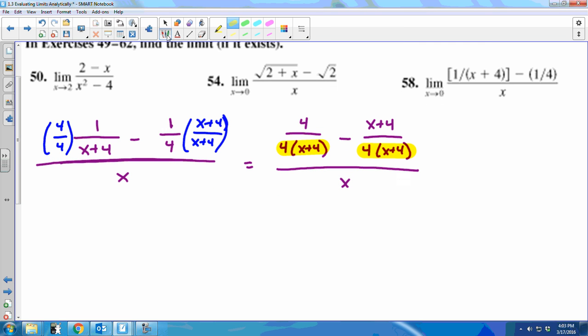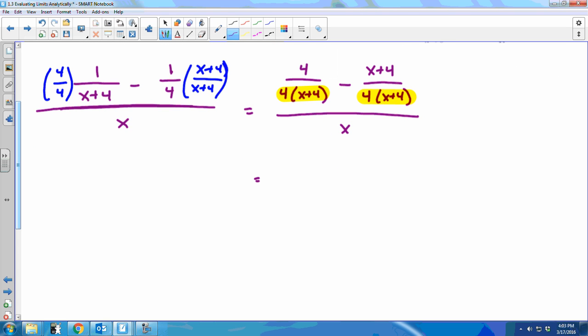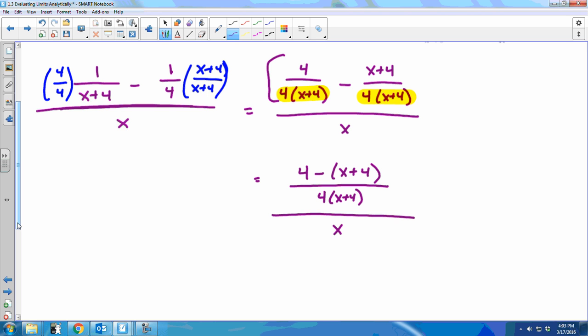So now that I have a common denominator, I can actually subtract. Up here, I have 4 minus (x plus 4). Make sure you use parentheses so you don't forget to subtract something. Over 4 times (x plus 4), all still over x. Looks like this could be simplified a little bit. This is really 4 minus x minus 4.